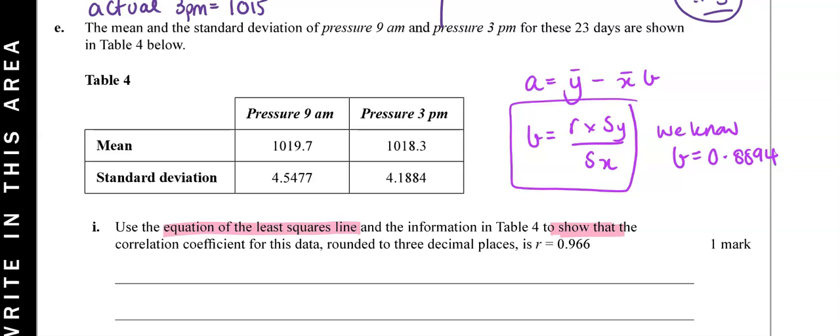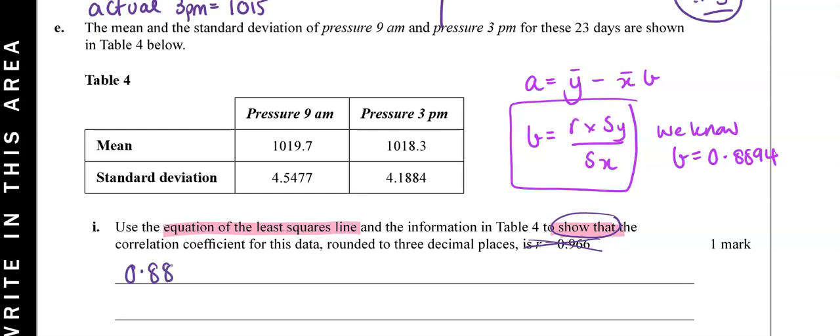Important to know or remember that when it is a show that question, we have to pretend we don't know what the value of R is. So what equation would you set up with the information we do have in order to find R if we didn't know what it was? So we would use that equation for B.